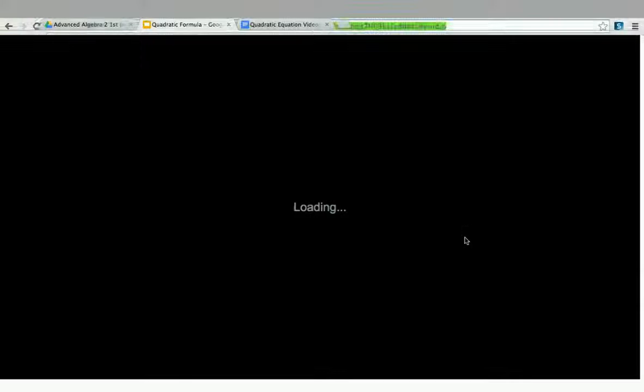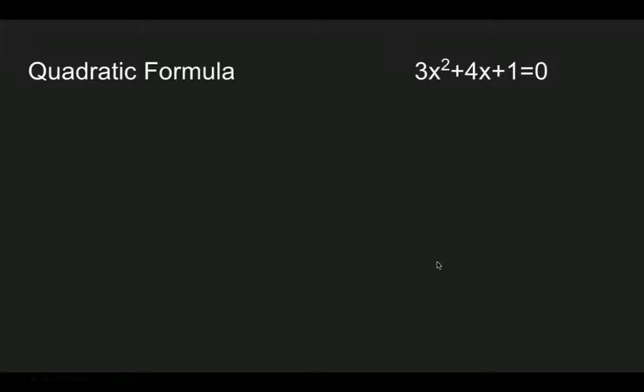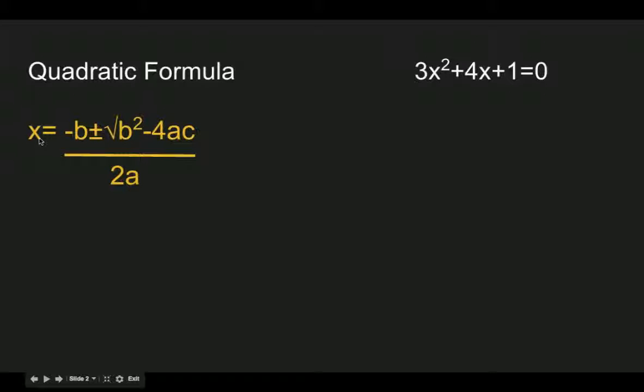Alright, and this is how we will solve a quadratic equation using the quadratic formula. Our quadratic equation for this example will be 3x squared plus 4x plus 1 equals 0. So the quadratic formula is x equals the negative or opposite of b plus or minus the square root of b squared minus 4ac, all over 2 times a. The square root includes b squared and negative 4ac.